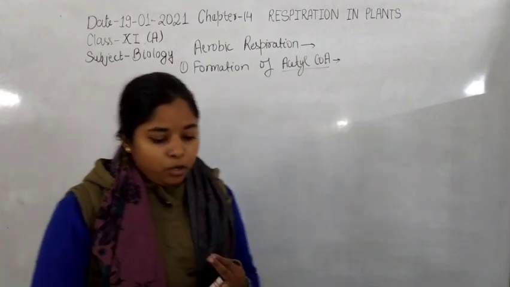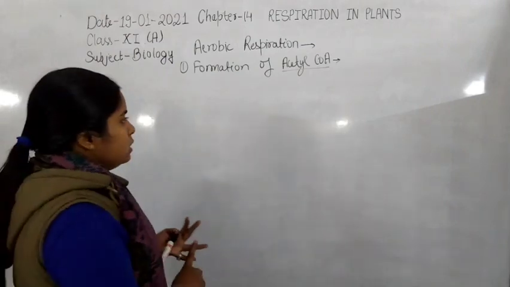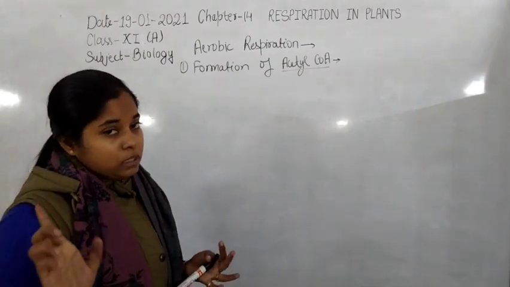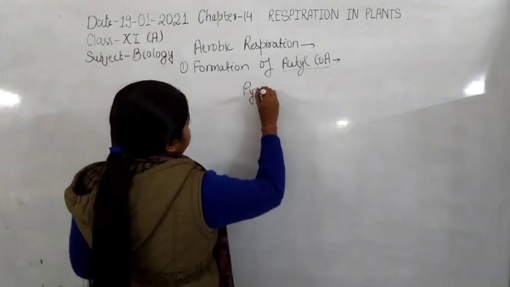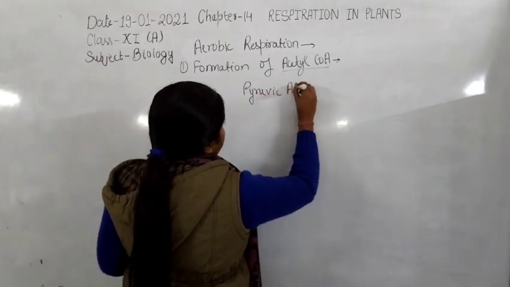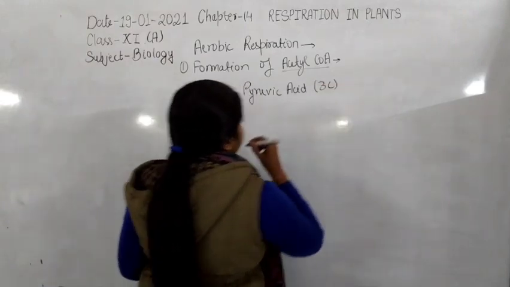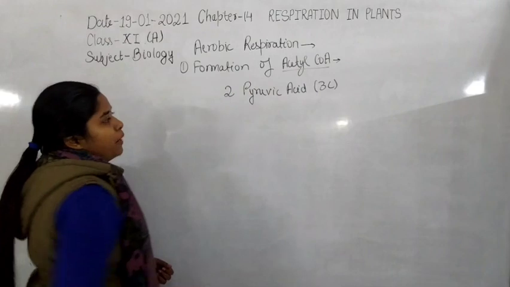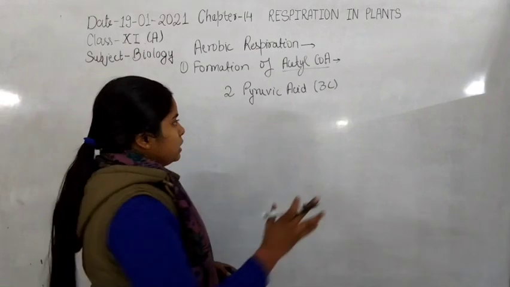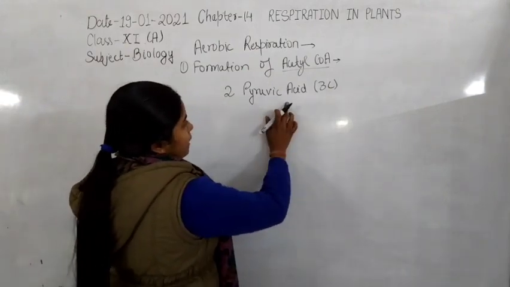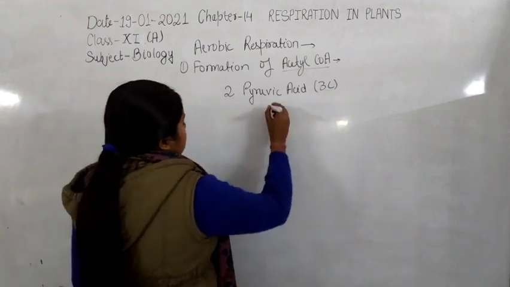So the first carbon dioxide is released in the formation of acetyl coenzyme A, because we already know that pyruvic acid is a 3 carbon containing molecule, and 2 molecules of pyruvic acid are formed during the glycolysis process. The pyruvic acid undergoes aerobic respiration. Now, 2 molecules of pyruvic acid, each with 3 carbons, so overall 6 carbons are present.